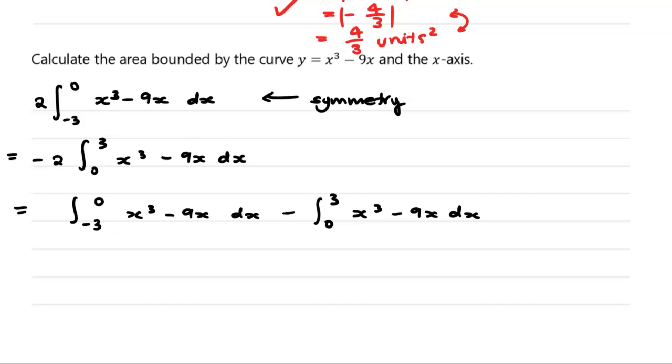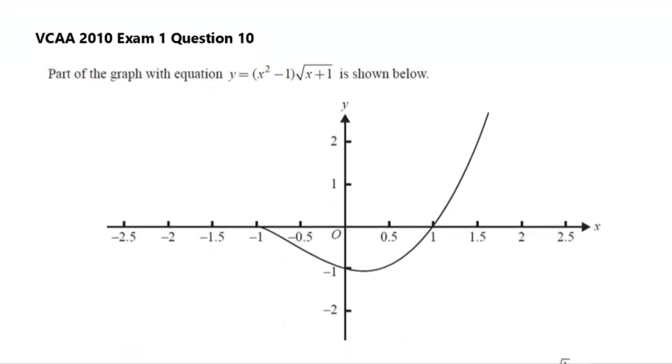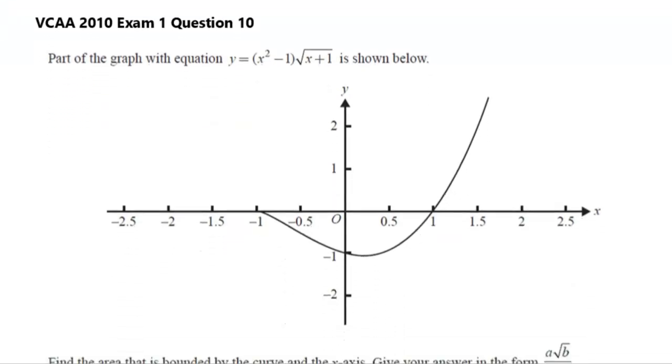I'm not going to go through and do that integral here because it's a relatively straightforward polynomial. But I do encourage you to have a go at that, just to check on your skills. Okay, let's actually get into some exam questions. We've got a 2010 exam 1 question here, so no CAS allowed.